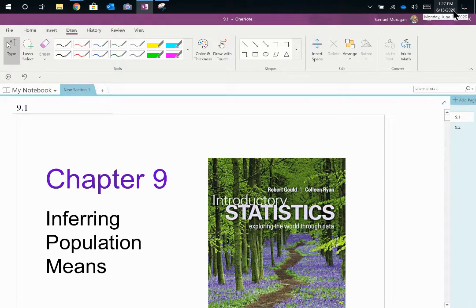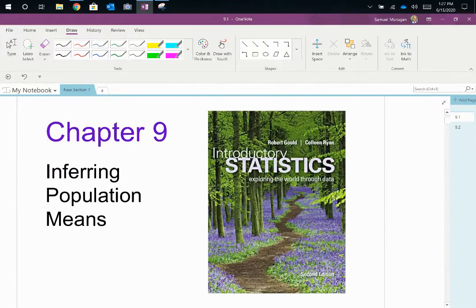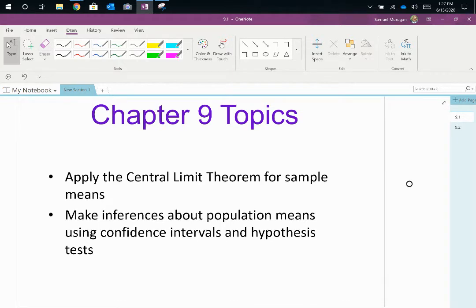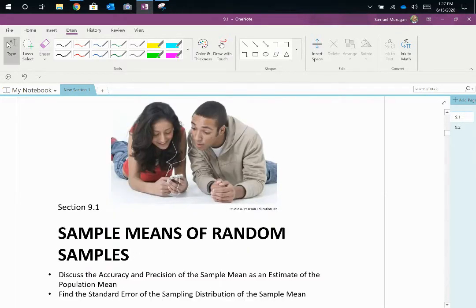So we're talking about Chapter 9, and in Chapter 9 we're going to learn about inferring population means. The whole of Chapter 9 is just two main topics: applying the central limit theorem for sample means, and then making inferences about population means using confidence intervals and hypothesis tests. That's all we're going to do in this chapter. Lots of parts to it.